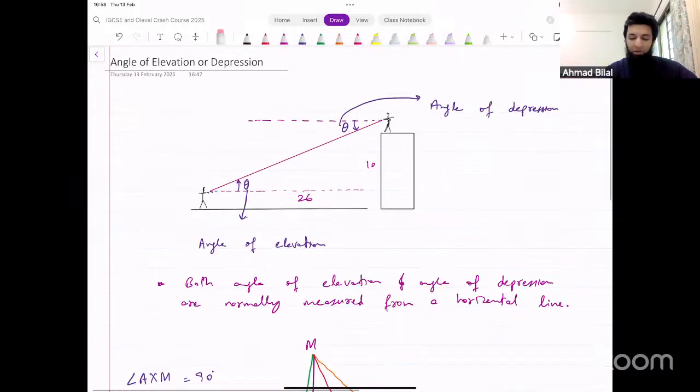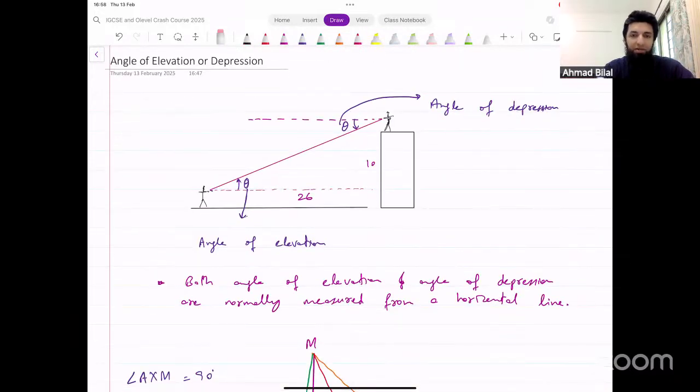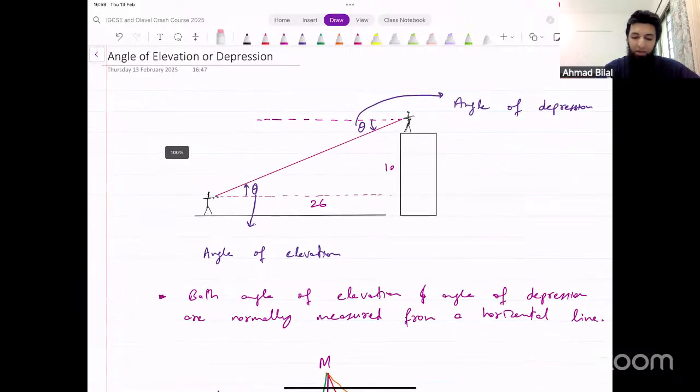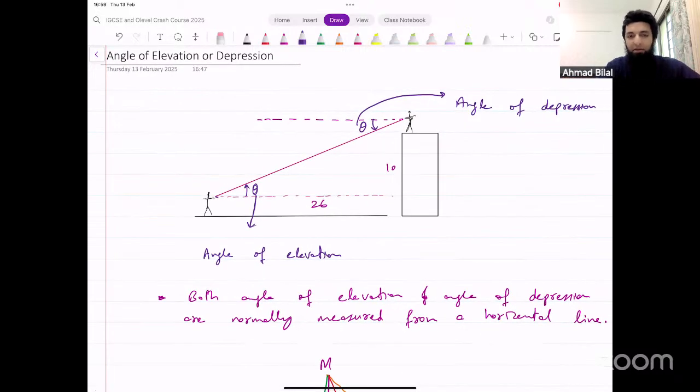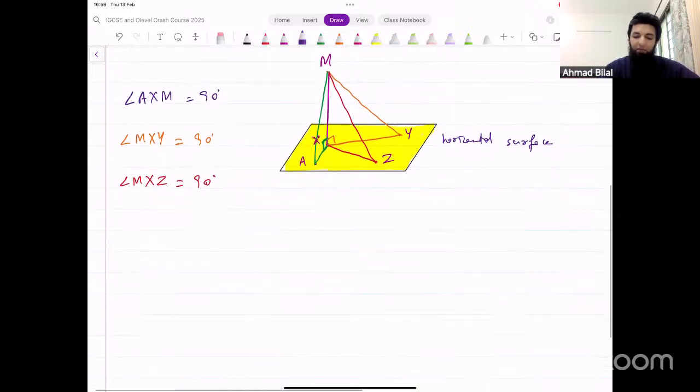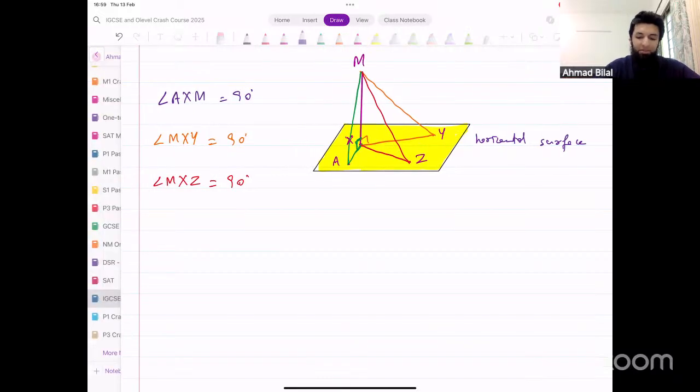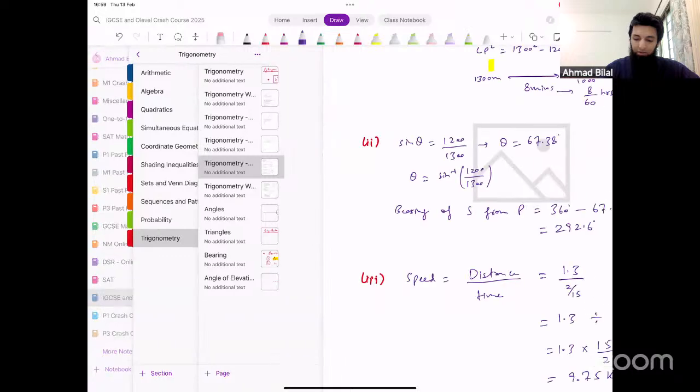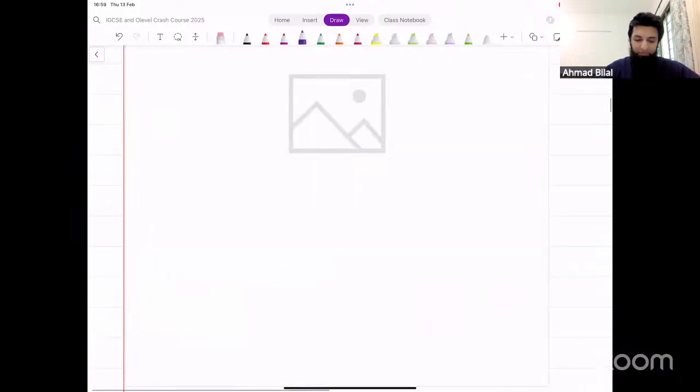So in 3D trigonometry, these are two additional things that you need to understand: the concept of angle of depression and angle of elevation, and the fact that whenever you have a horizontal surface, any line in that horizontal surface makes 90 degrees with a vertical line. So you can make right angle triangles like this to find any unknown angles. Let's take some examples of this now on 3D trigonometry.